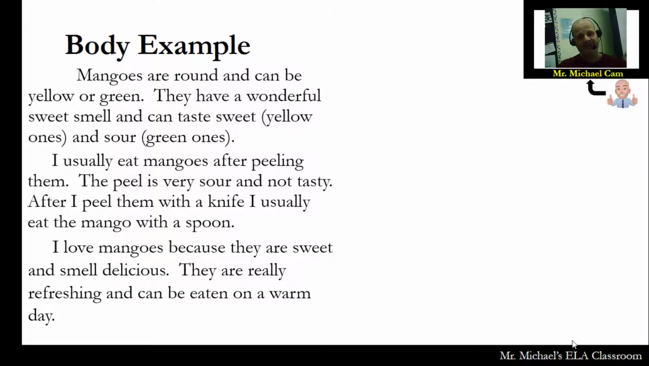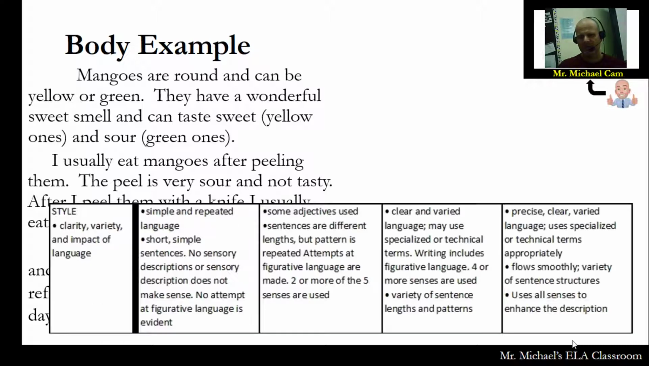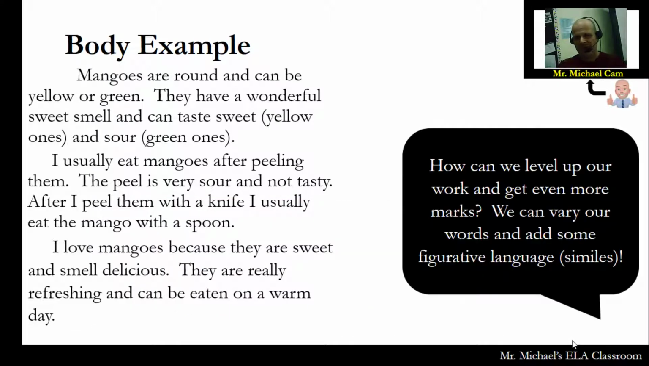If we look at my simple example here, I have a lot of repeated language. I use sweet too often, and that's a fairly simple word. So if I'm looking at this, I've got simple and repeated language, some adjectives used, and no attempt at figurative language. So I'm looking at a 1 or a 2. And we do not want that. So how can we level up our work and get even more marks? Well, we can vary our words and we can add some figurative language.